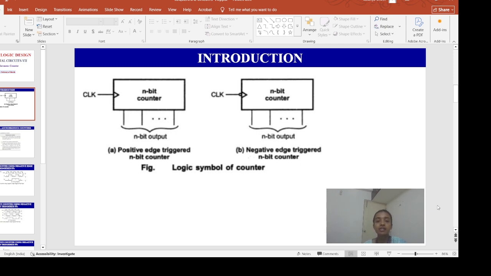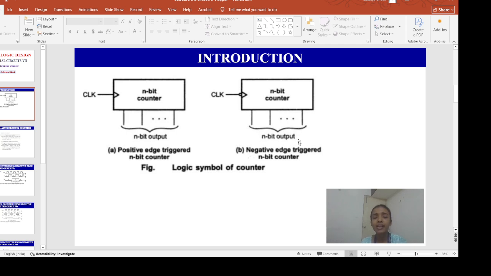So you can see over here, this counter will count the clock pulses. Here an n-bit counter is shown. So when the clock pulse is active, it will produce the n-bit output. This will work on the positive edge of the clock pulse, and this is the negative edge of the clock pulse. So when the negative edge of the clock pulse appears, this counter will generate the n-bit output.